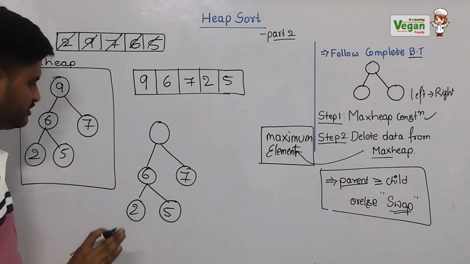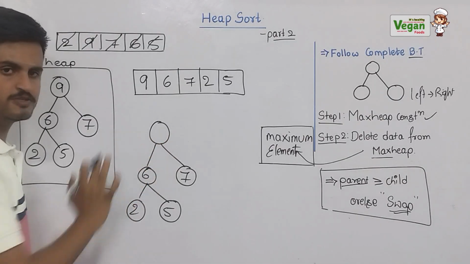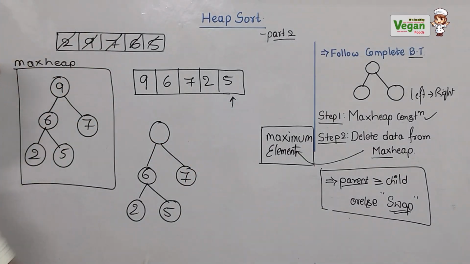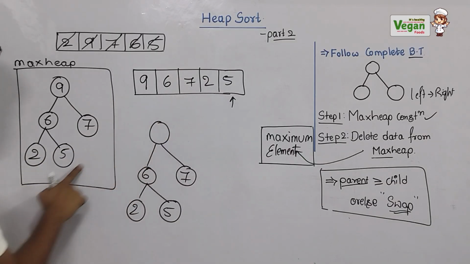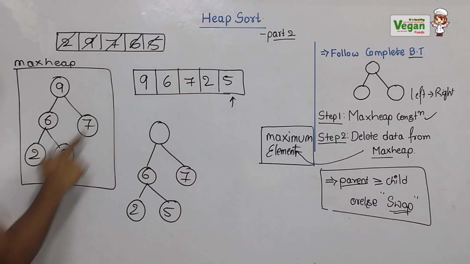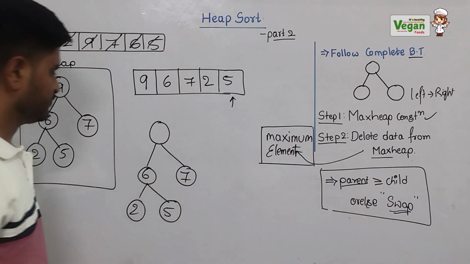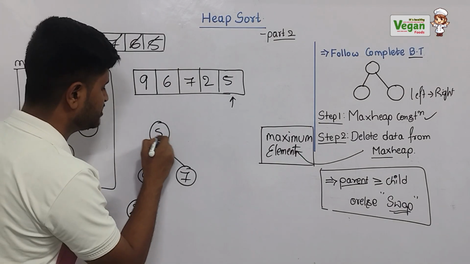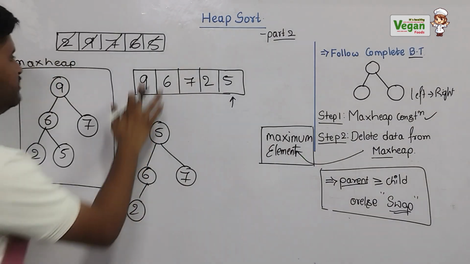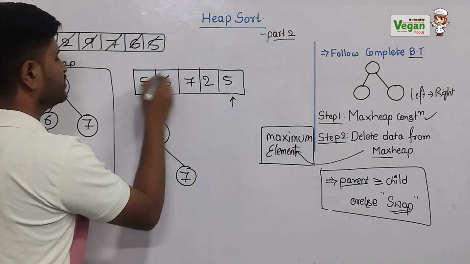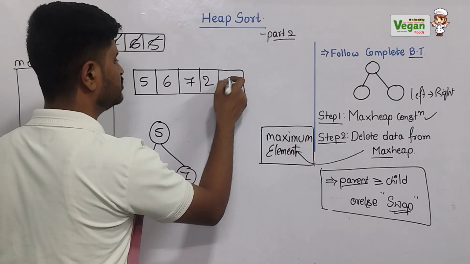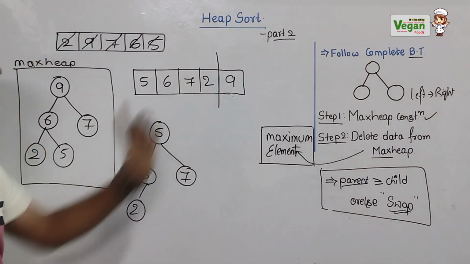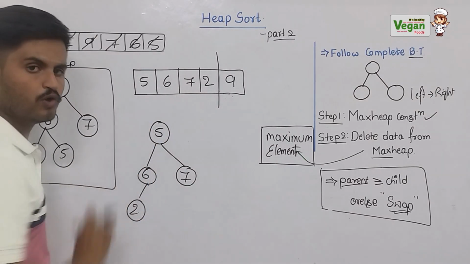What we will be doing is replacing this place with the last element which entered the tree. Which is the last element which entered the tree? That is 5. We will be replacing 5 in place of the maximum element. So 5 will come to the 9th place and 9 will go to the 5th place. Now 9 is deleted, and we are left with only 4 elements.